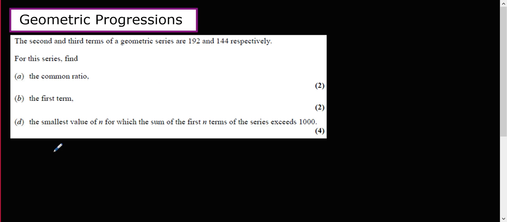Hopefully, parts A and B are not going to pose you too much of a problem at the moment because it's the same as the work we did on the geometric sequences. So we can say that r is going to be 144 divided by 192, the third term divided by the second term. And so 144 over 192 comes out as 0.75, I think. So let's just double check that. Yeah, 0.75.